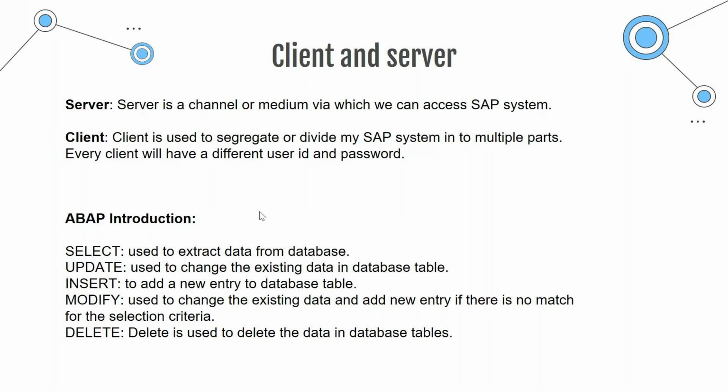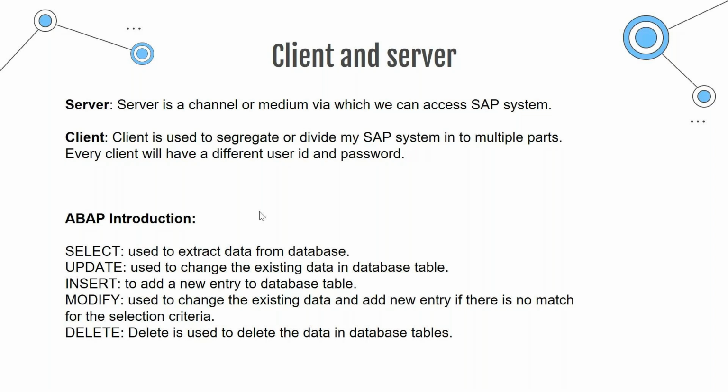Select means what? Definition of select in English is get. So you'll get the data by using select. Update. Definition of update means change. Correct? So update is used to change the data in a database table. Then insert. Insert means to add. So inserting means to add any new entry to a database table. Then modify. So modify acts as dynamic. It is both update and insert. Okay, modify is both update and insert at the same time.